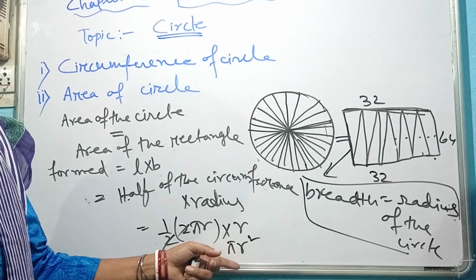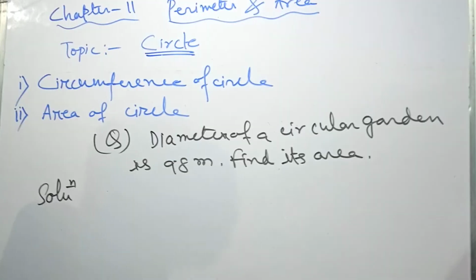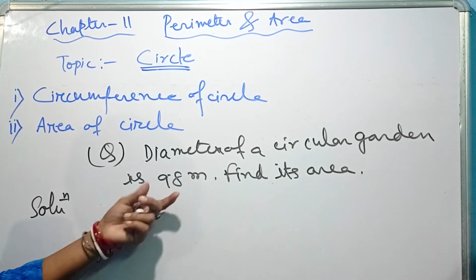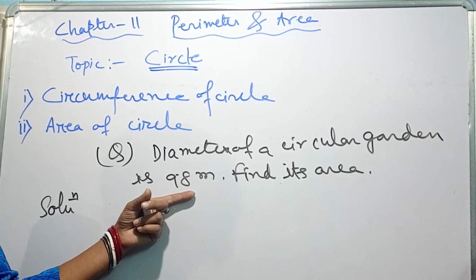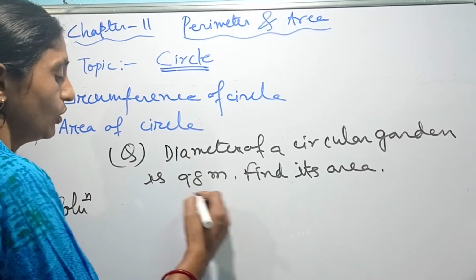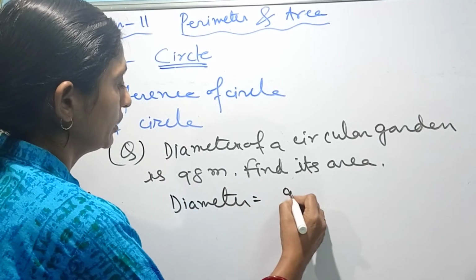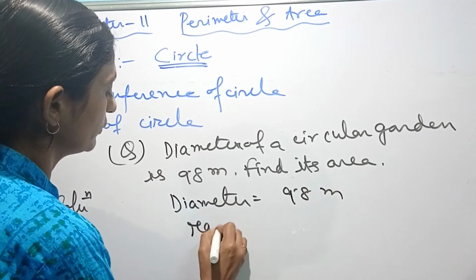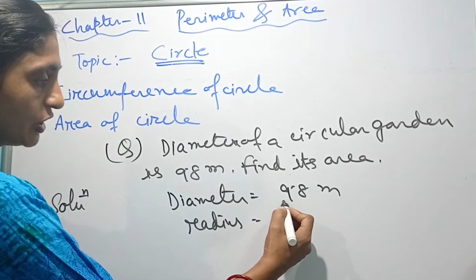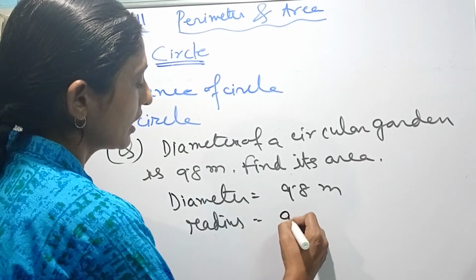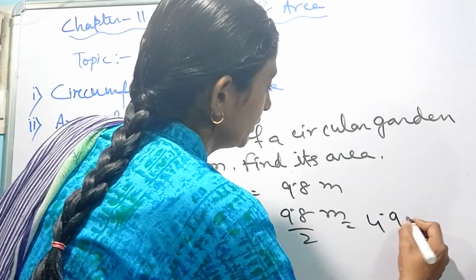Now that we have the formula, let's come to some questions and solve them. To find the area of a circular garden, I have taken one question. The diameter of the circular garden is given as 9.8 meter, and you are asked to find its area. First we write diameter equal to 9.8 meter. So what is the radius? The diameter is double the radius, so the radius will be half of it, by 2. It will be 4.9 meter.